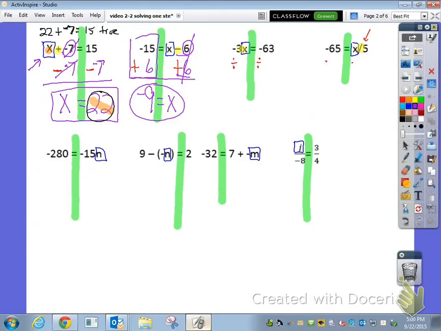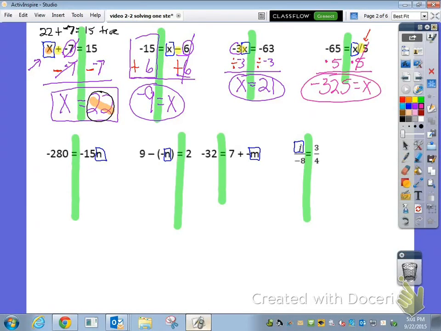The next one, the opposite of multiplying is to divide. And I divide by whatever is by the variable. That's a negative 3. So I need to divide by negative 3. So X equals, and when I punch this in the calculator, negative 63 divided by negative 3, I get positive 21. 21 is my solution. On the next one, the opposite of dividing is to multiply. Instead of dividing by 5, I'm going to multiply by 5. These cancel out, and I have negative 325 equals X, and that is my solution.